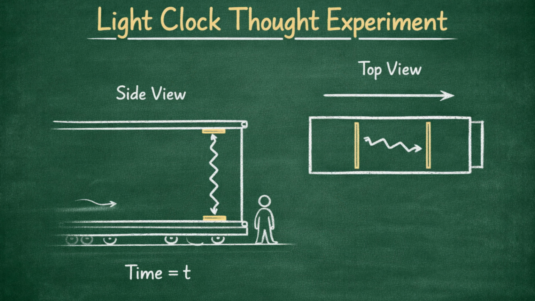Consider a light clock, a beam bouncing between mirrors. If the clock moves horizontally, the light's path is longer, a zigzag, but light speed is constant. Hence, it takes longer for one tick to occur, as seen by an outside observer. The moving clock ticks slower. This simple picture leads to the time dilation formula.